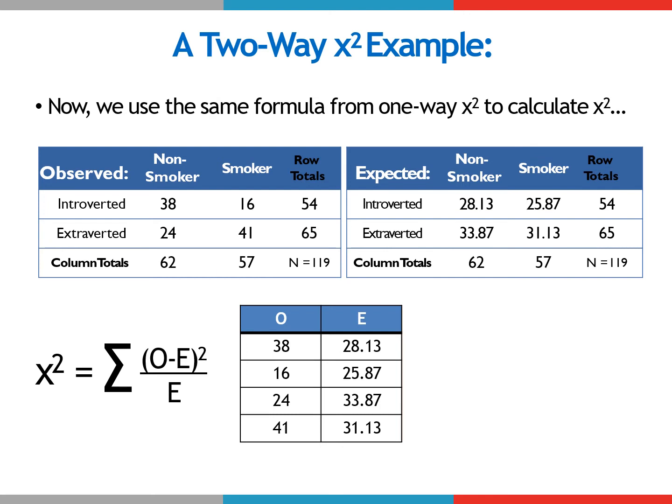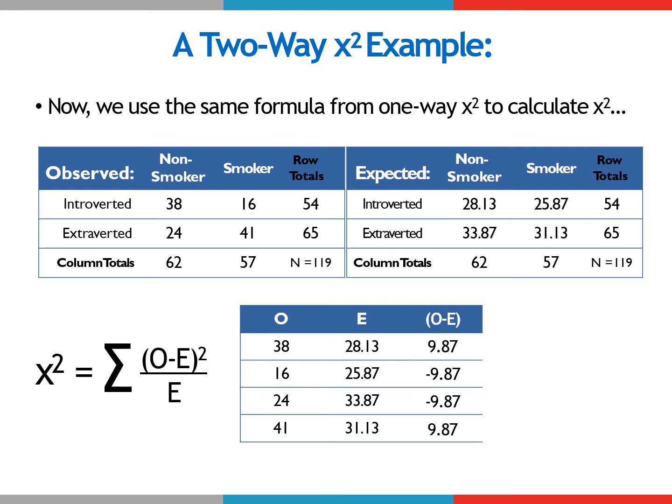Okay, so now we're going to use the same formula that we used in the one-way chi-square to calculate our chi-square value. Again, for each level of the category, we're going to take the observed minus the expected, square it, and divide it by the expected value, and add those all up for each of our categories. We have our observed frequencies, which we got at the beginning of the problem, and our expected frequencies, which we've just calculated using the row and column totals.